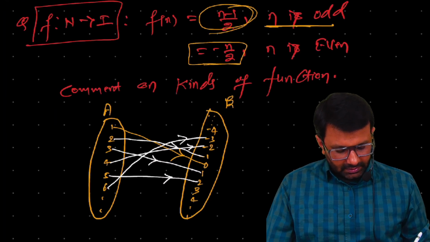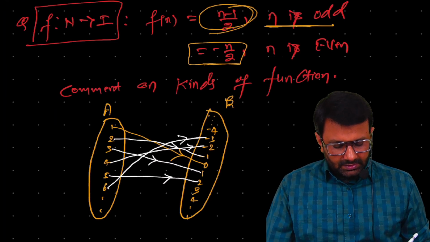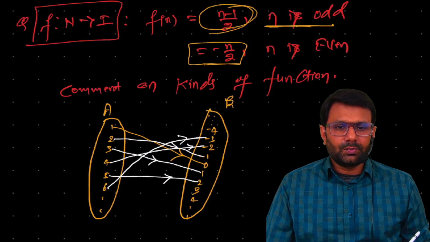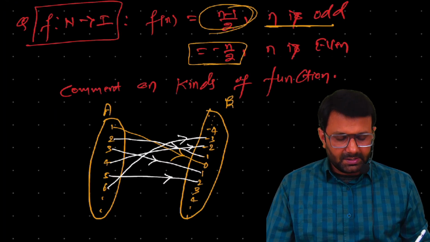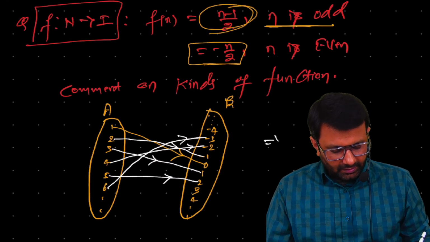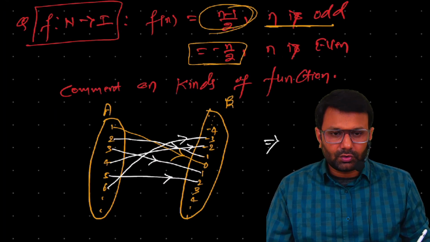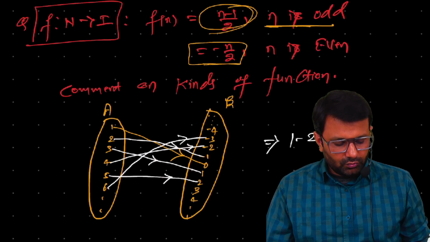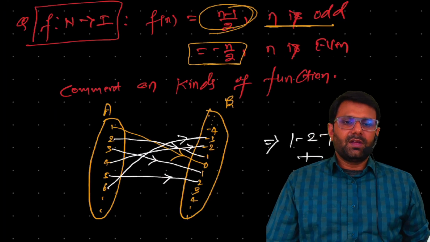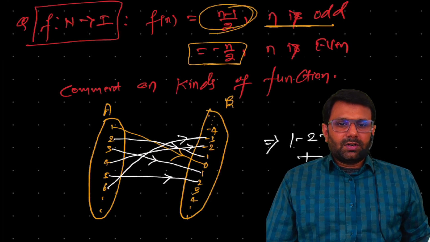So now see here. One element of B is connected to only one element of set A. Only one element is connecting. So one element is connected with only one element. So this is a 1-to-1 function. Now tell me, onto function or into function?